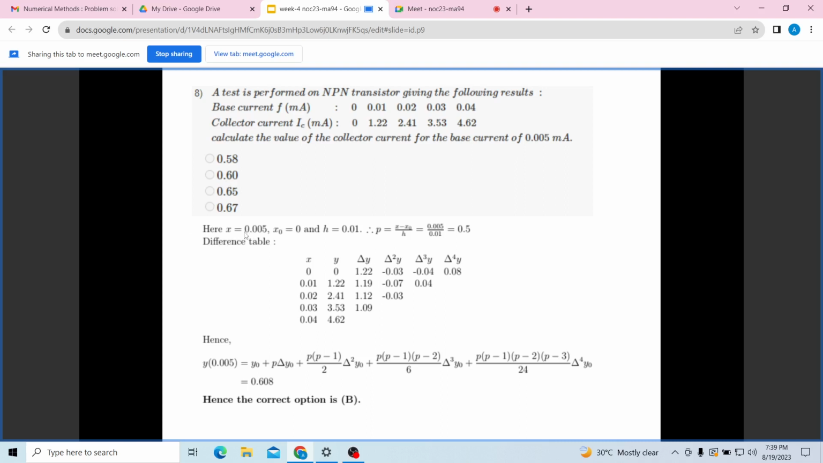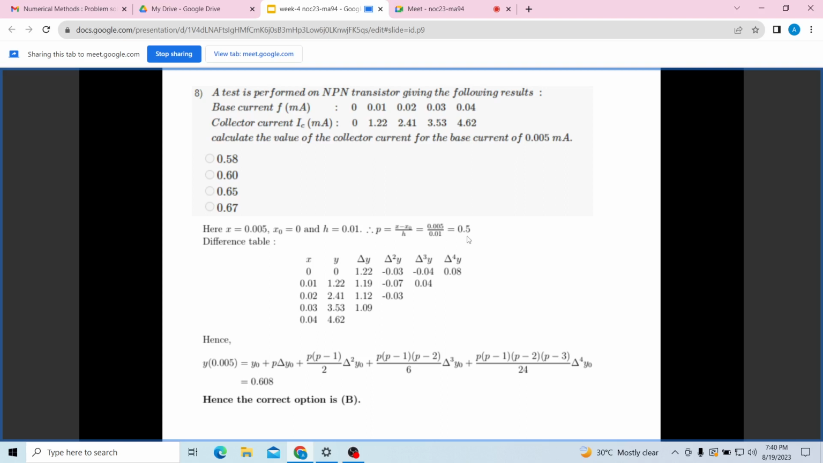So the value at which we have to calculate is 0.005. So x is 0.005 and x naught is 0. This is x naught, x1, x2, x3 and x4. So x naught is 0 and what is h? That is the difference between the consecutive terms, that is 0.01 minus 0, that is 0.01. So h is 0.01. Therefore p is what? x minus x naught by h. So 0.005 minus 0 upon 0.01, so this will give you 0.5.